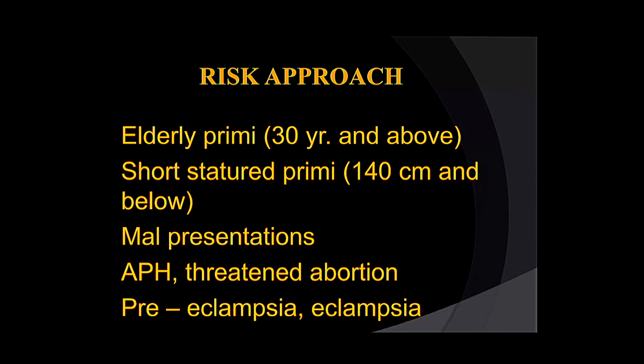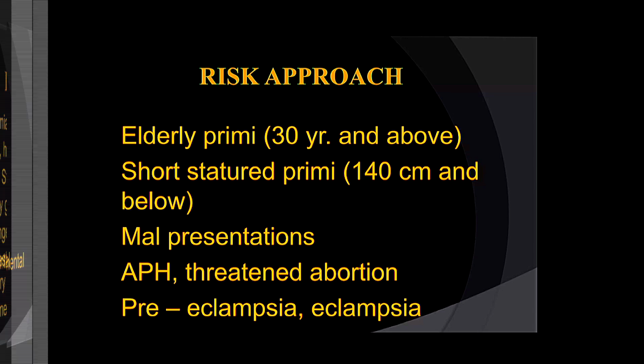There are some risk approaches which have to be kept in mind when the obstetrical nurse is screening the woman. The first one is elderly primary, that means age 30 and above. The second one is short-statured primary, that means the height of the woman is less than 140 centimeters. Next is malpresentation, which has to be screened properly. Other than that, APH, threatened abortion, preeclampsia and eclampsia are all in the risk approach.